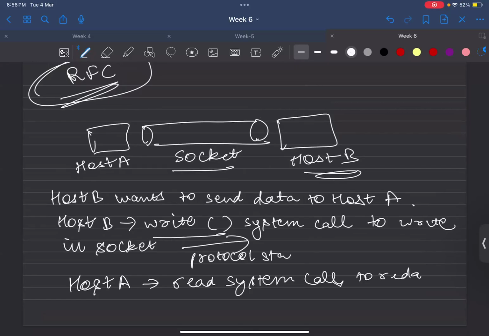So when I have to transfer the data from host B to host A, I'm just writing on the socket, making a write system call, and from the other end, I'm making the read system call. That's just the gist of it. I'll explain more about sockets now, maybe. Any doubt about what this socket is? I'll go into detail, don't worry about that. Any doubt? No, ma'am.